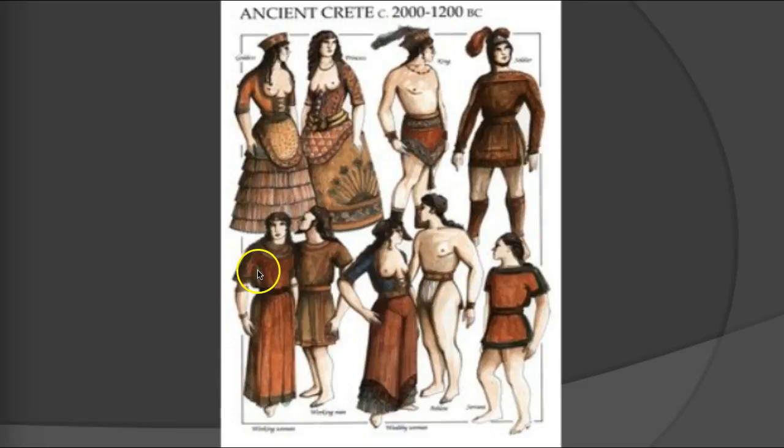As well as some simple tunics, loincloths, things like that. And of course, short skirts for the most part. What we do know, there are some instances, of course, of long skirts, particularly on women. What we do know is that it was a warm climate, and they did not wear much clothing.